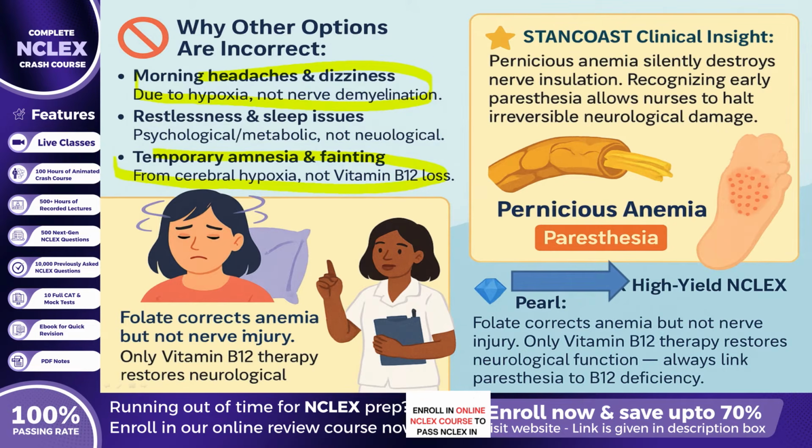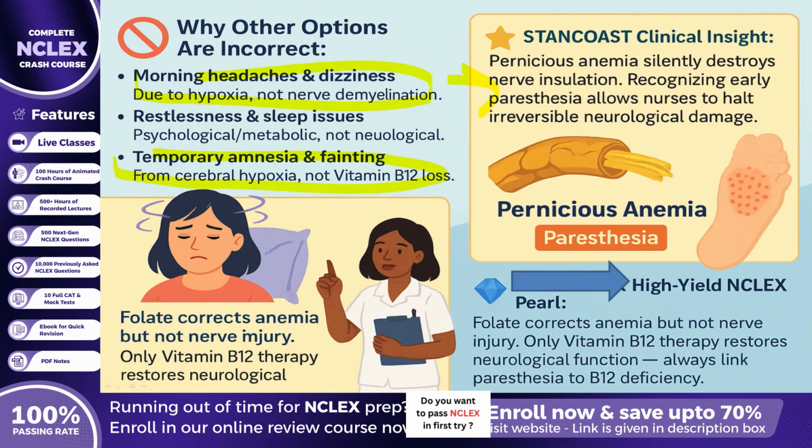Before we wrap up, here is your Stand-Coast clinical insight. Pernicious anemia affects more than just red blood cells. It progressively strips nerves of their myelin covering. Early recognition of paresthesia is the nurse's key opportunity to prevent irreversible neurological damage.